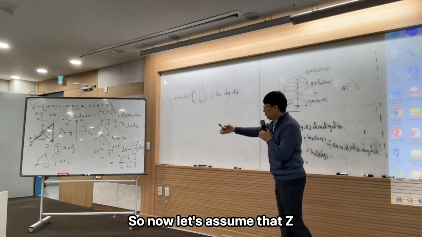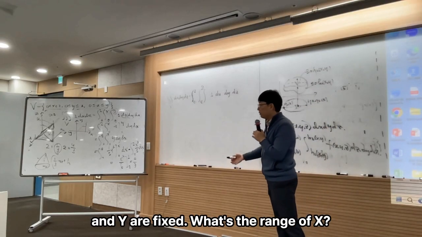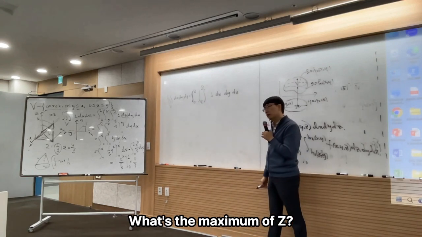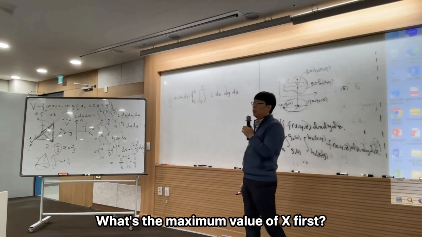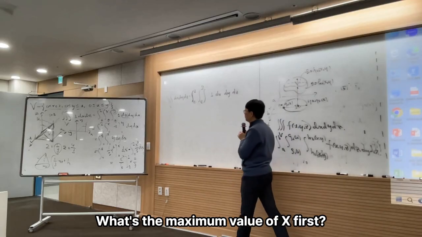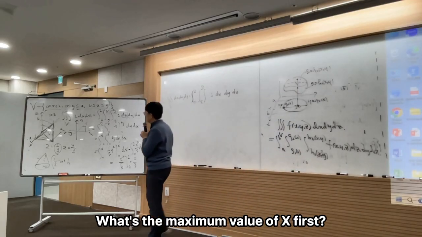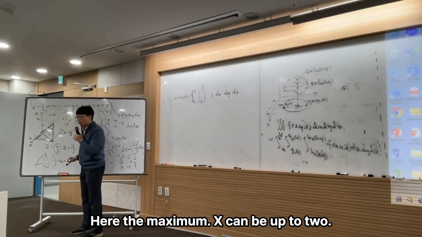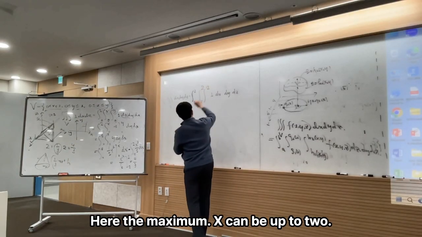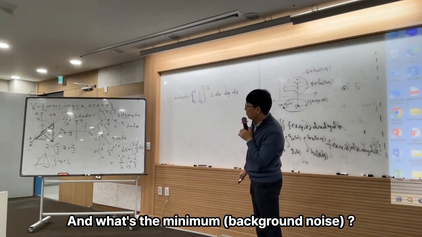So now let's assume that z and y are fixed. What's the range of x? What's the maximum value of x first? Here, this is the maximum. X can be up to 2. What's the minimum?